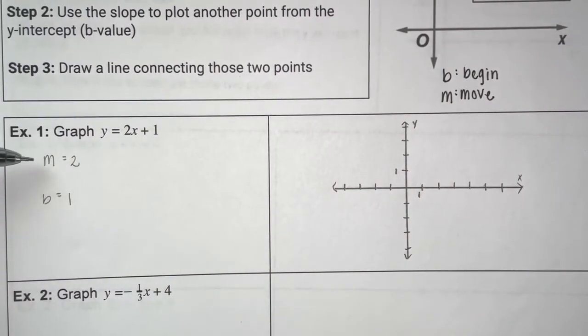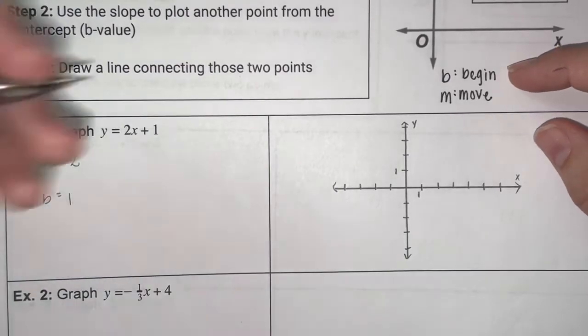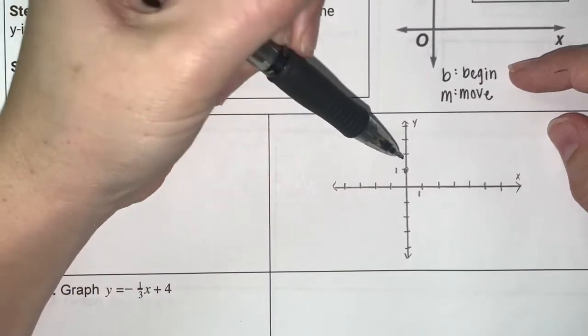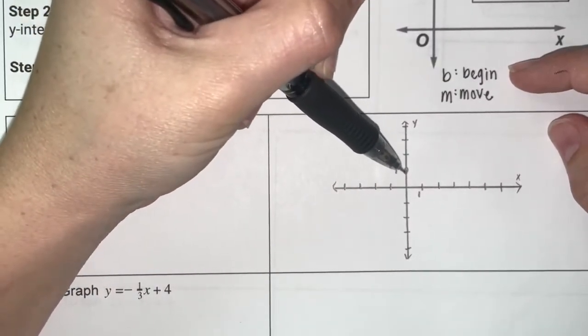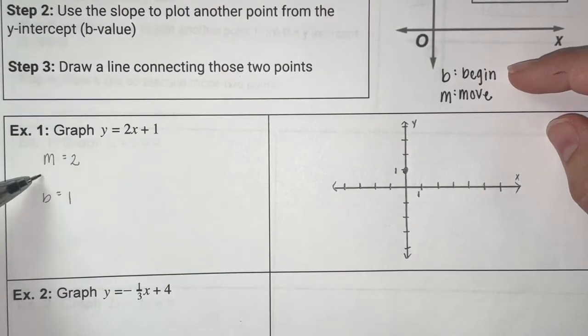So once we're ready, our slope is 2 and our y-intercept is 1. So we talked about b being where you begin. So since b is 1, I'm going to begin at 1 on the y-axis. So I make a point at 1 on the y-axis. And then my slope, m, is 2. Slope is rise over run.